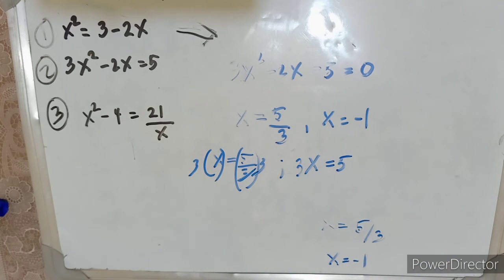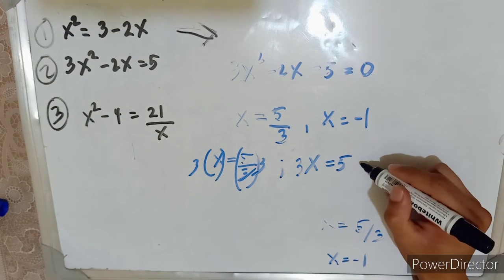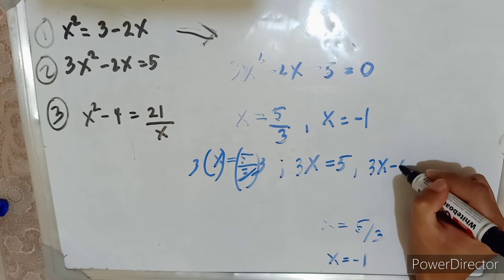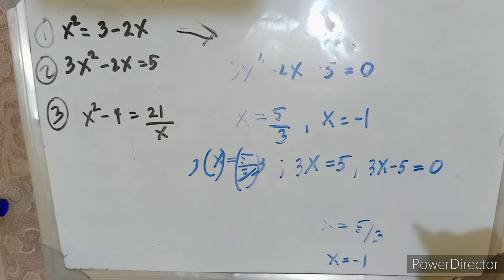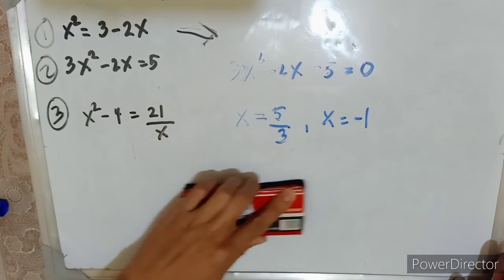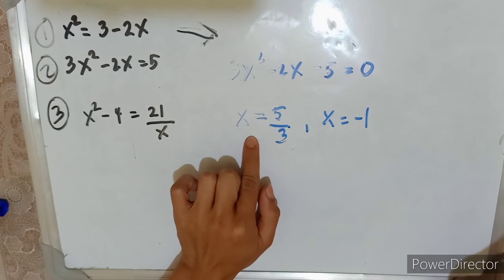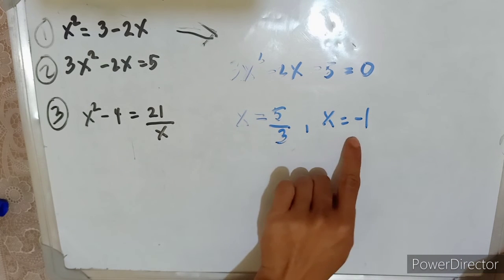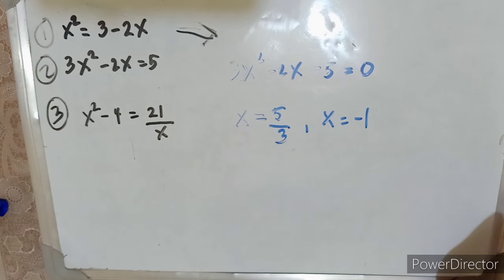Tama ba? Okay. Then, dito guys. Then, dito magiging 3x minus 5 is equal to 0. Okay, nag-gets ba ibig kong sabihin? Okay, so ulitin natin guys, ulitin natin. Okay, so these are the value of x. X is equal to 5 over 3 and x is equal to negative 1.